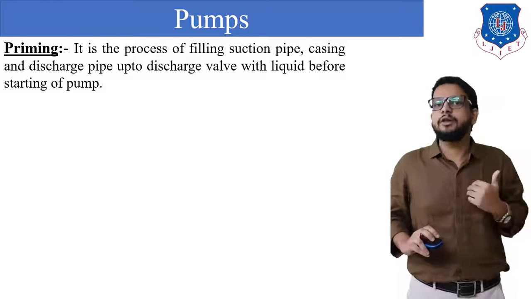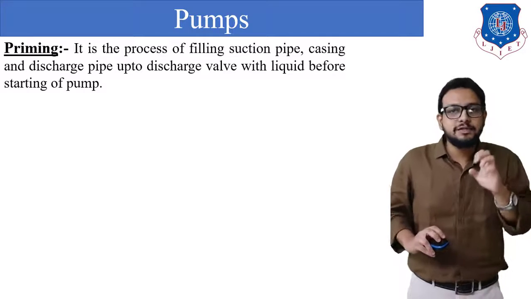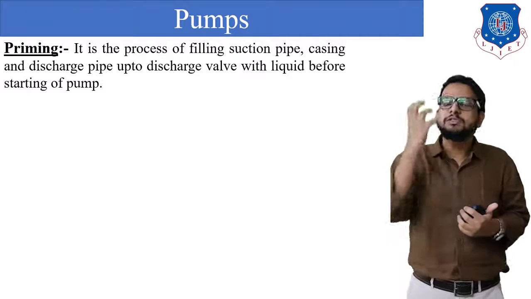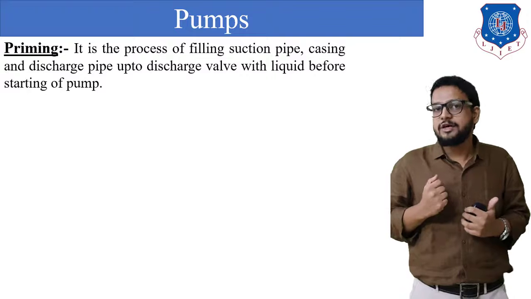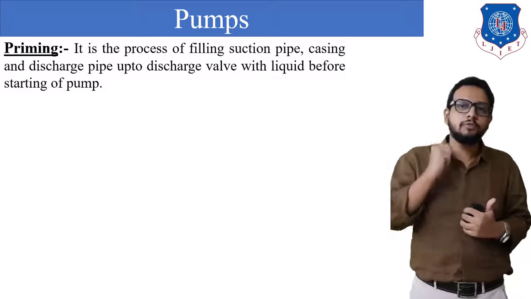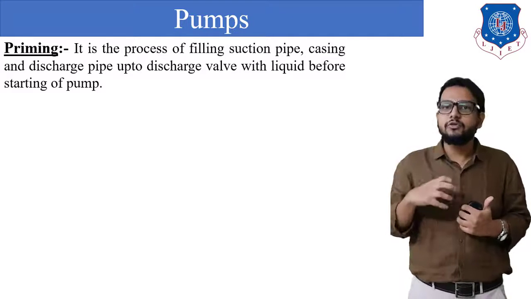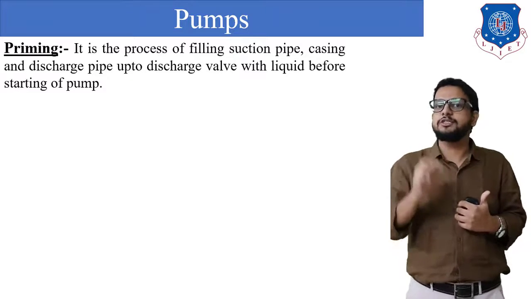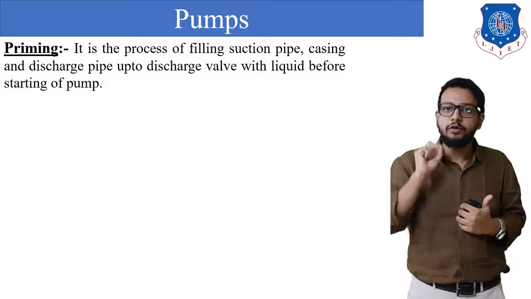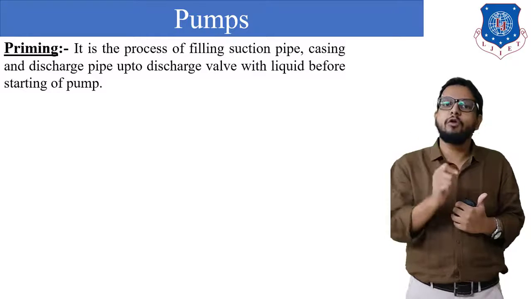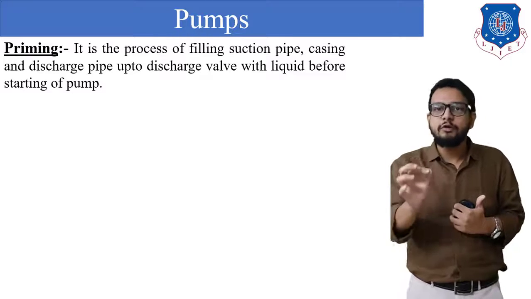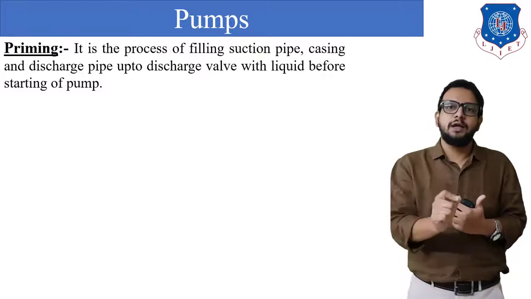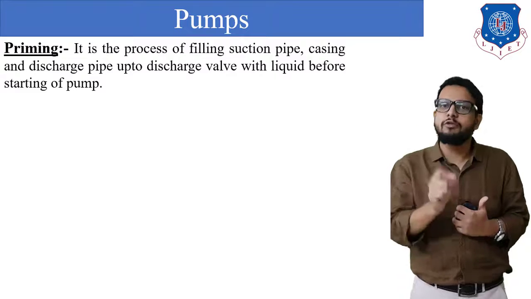Why is air required to be removed? Because of the presence of air, the suction head is going to be reduced. Why? Because the density of air is lower, around 1.25 kg per meter cube. So the suction pressure exerted to remove air will be lower according to our formula of pressure, that is rho g h. If rho is lower, the suction pressure exerted to remove water will be lower. So our first target will be to remove air from that pump arrangement, and after that we are going to start our pump.